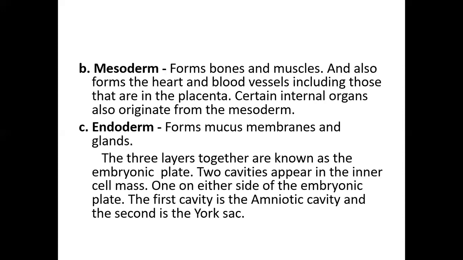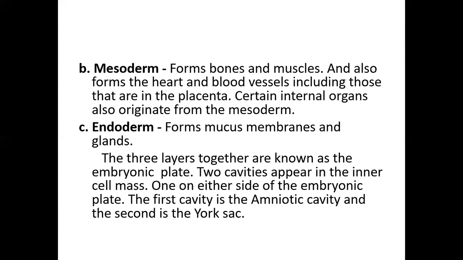Then the mesoderm, which is another layer of the inner cell mass, forms the bones and muscles, okay? And also it forms the heart and the blood vessels, including those that are in the placenta. So important. Certain internal organs also originate from the mesoderm. The endoderm forms the mucous membranes and glands, right? So the 3 layers together are known as the embryonic plate.